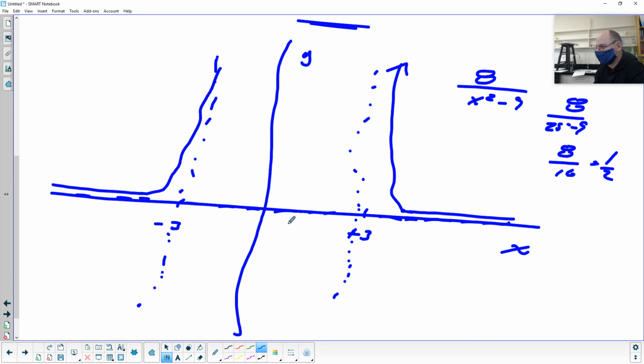And if we check in the middle, if we put 0 in there, it's 8 over negative 9. 8 over negative 9 is about right here. So then it's going to curve like this. Okay, and that's kind of how we do vertical asymptotes. That's kind of how we do the rational graphing.